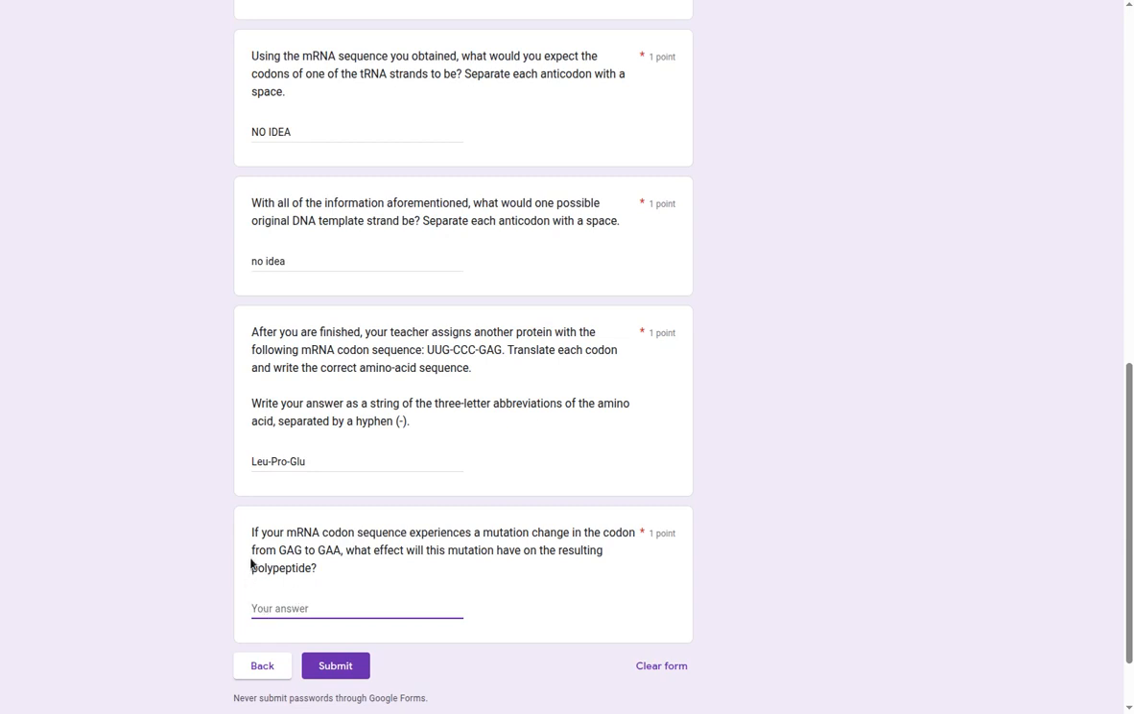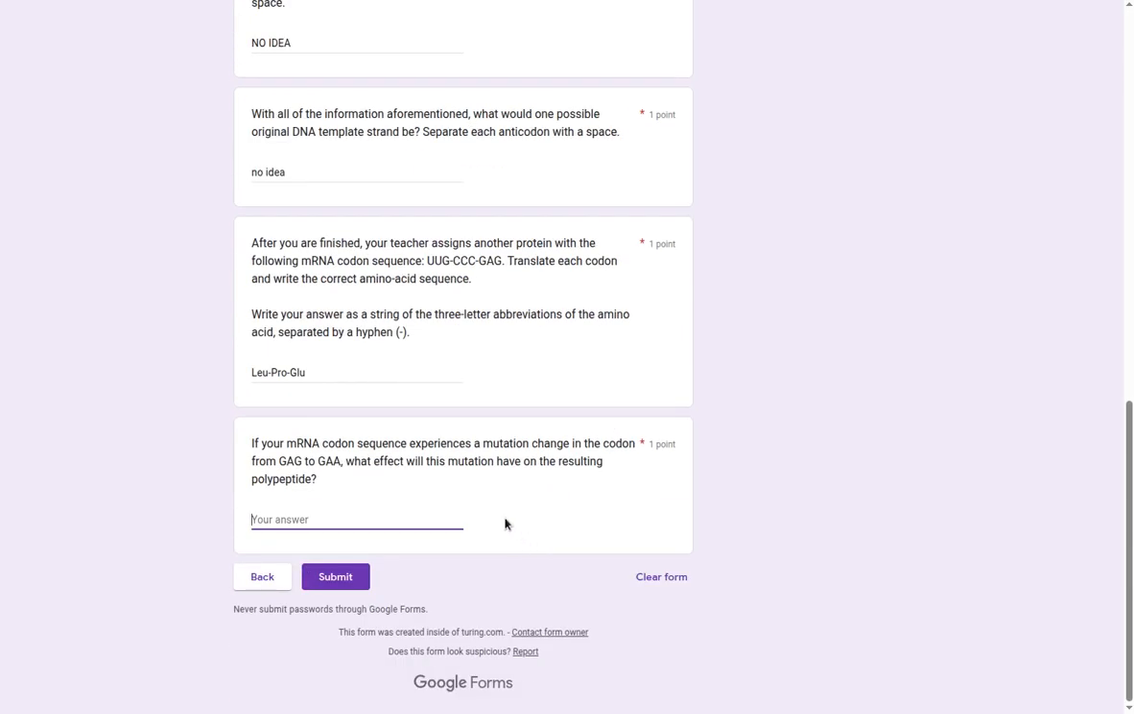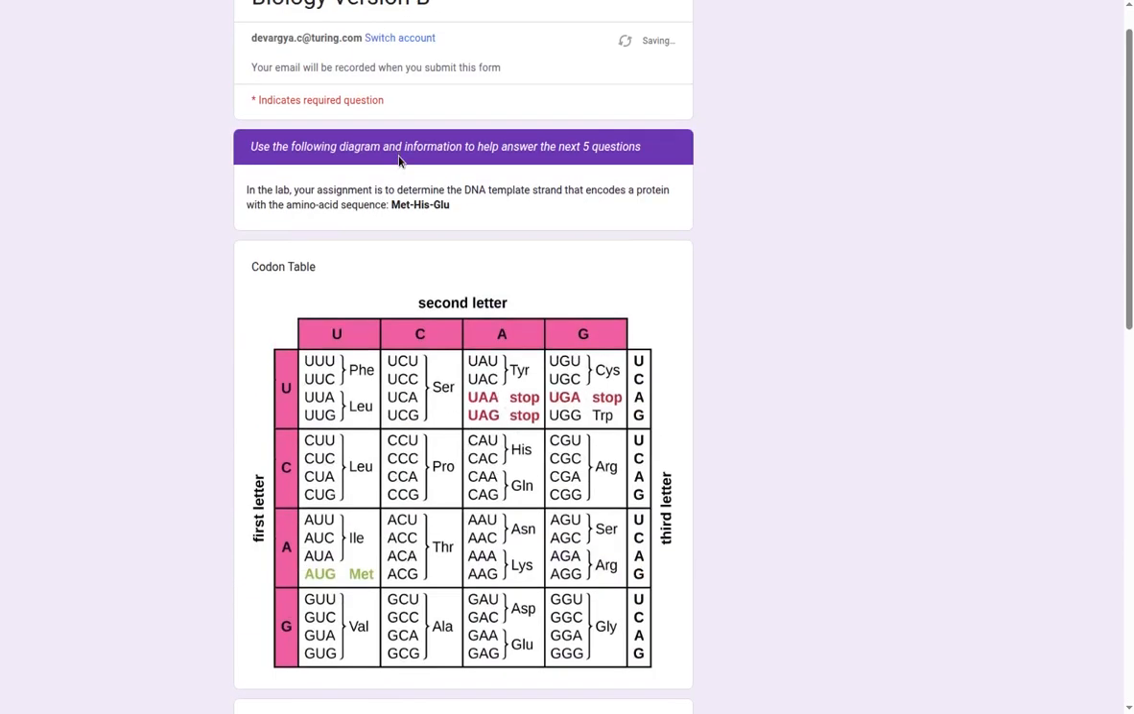If your mRNA codon sequence experiences a mutation, a change in the codon from GAG to GAA, okay. GAG to GAA, both belong to the same GLU. So what will this mutation have on the resulting polyprotein? I think there will be no change. It remains unchanged. So I think it's finished.